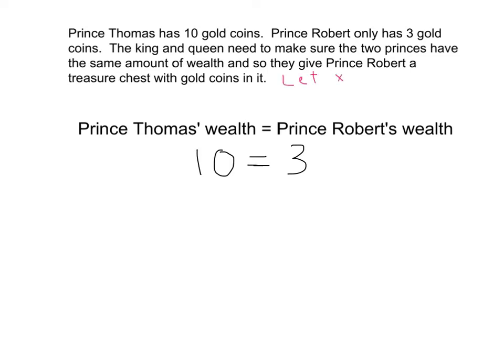So let x equal the number of gold coins in the treasure chest.